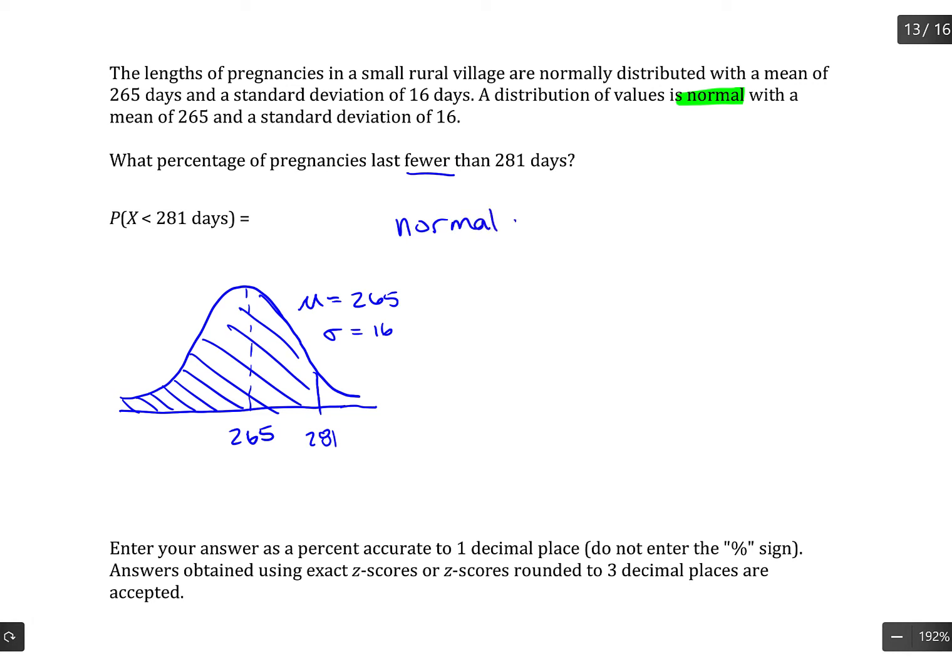Use your calculator with the normal CDF function to come up with the probability. And it can take up to 4 inputs. The first 2 are the bounds of your shaded region, and this shaded region goes from negative infinity, but there's no negative infinity button, so you're going to use some number that's really small. I tend to use negative E to the 99th because that's a very small number. It's like 1 times 10 to the 99th. The upper bound of my shaded region is 281. Then I have a mean of 265 and a standard deviation of 16.